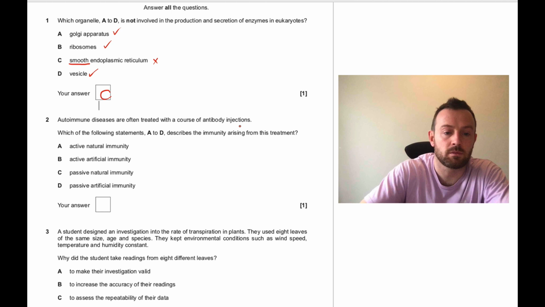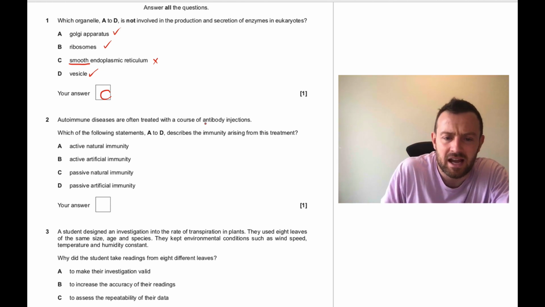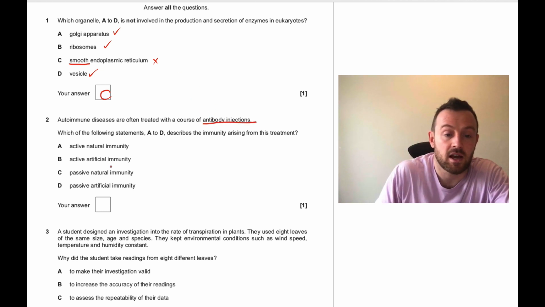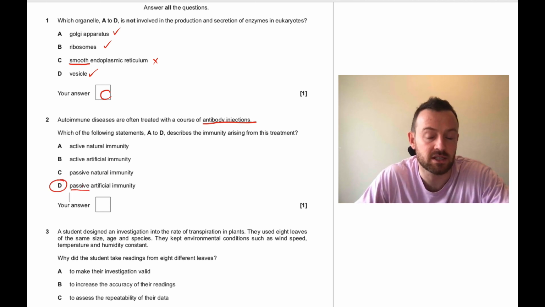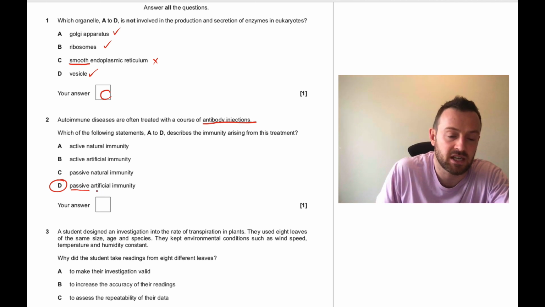2. Autoimmune diseases are often treated with a course of antibody injections. Which of the following statements describes the immunity arising from this treatment? Okay, so this would be antibody injections. So this means that it is a passive artificial immunity. What this means, passive is injection of antibodies as opposed to allowing your body to create its own antibodies, which would be active. And it's artificial because it's an injection.